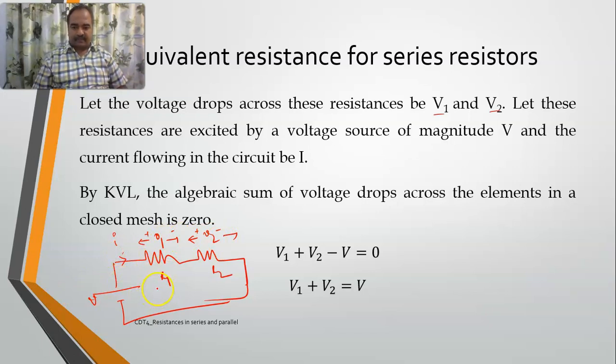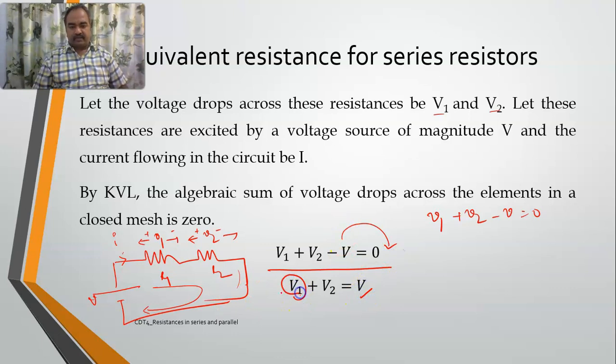So applying KVL, starting from top left, what is the first one? This is V1. Again plus to minus, this is plus V2, and here I am going from minus to plus, so it is minus V. This is what I have written. So rearranging the terms, V1 plus V2 is equal to V.